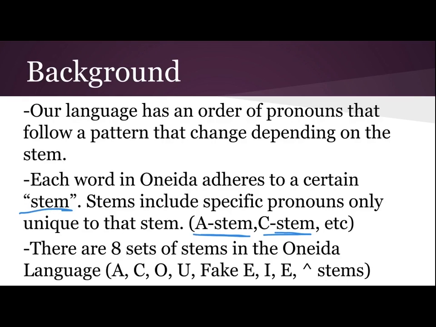The C stem is also very common. The A and the C stem are the most common, but we also have 6 additional stems, so therefore there's 8 sets of stems total in the Oneida language. That includes the A, C, O, U. We have a fake E stem, an I stem, an E stem, as well as a caret stem.